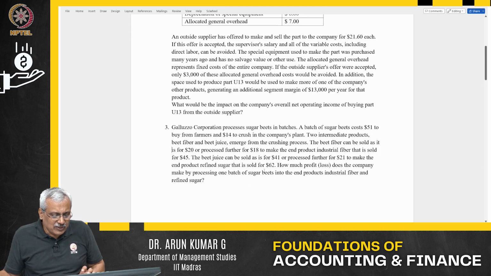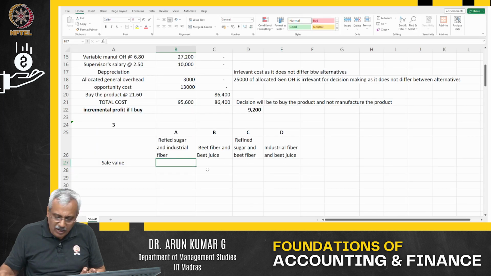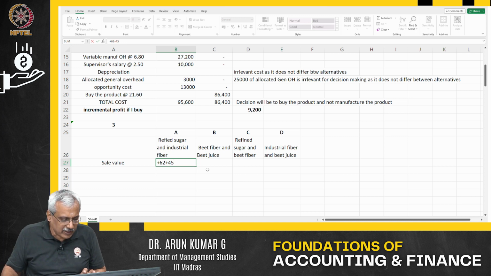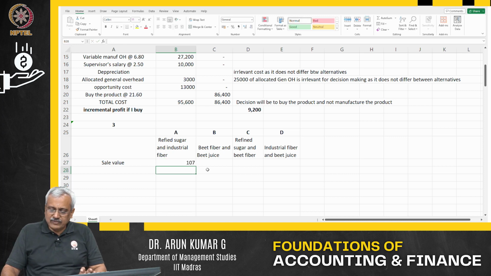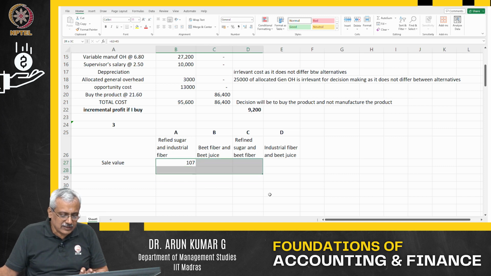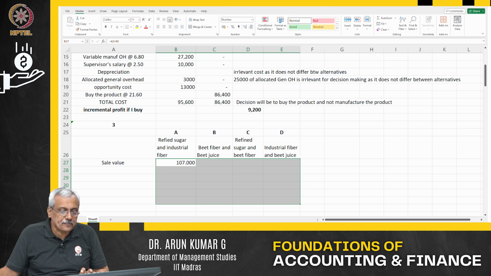What is the sale value? The sale value of refined sugar is $62, and the sale value of industrial fiber, what they call an intermediate product, is $45. So the sale value of refined sugar is 62 plus industrial fiber at 45, and the sale value is $107 in this particular case. That is all we are trying to get out here.